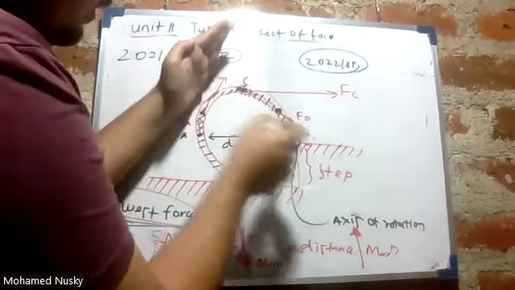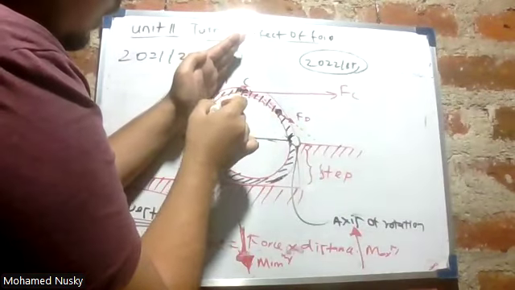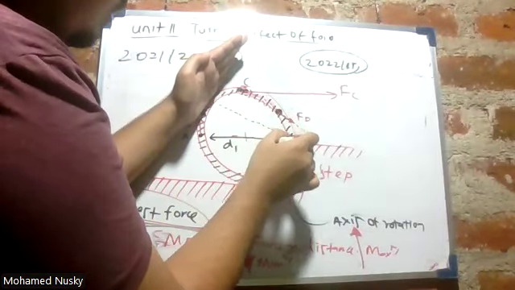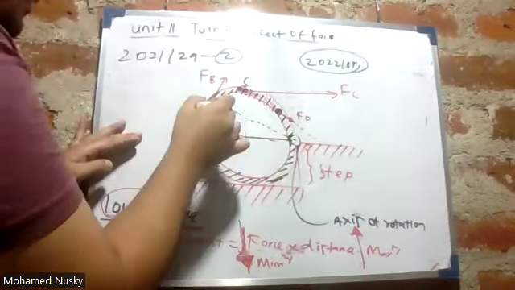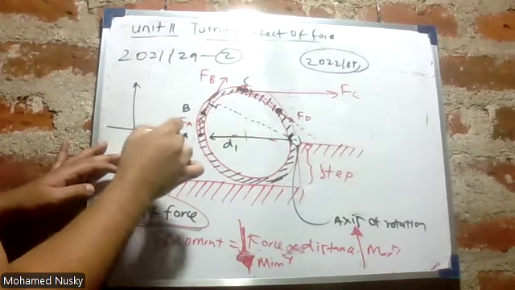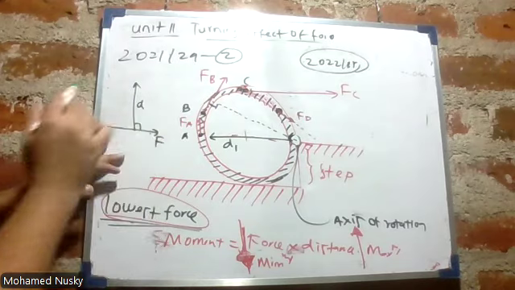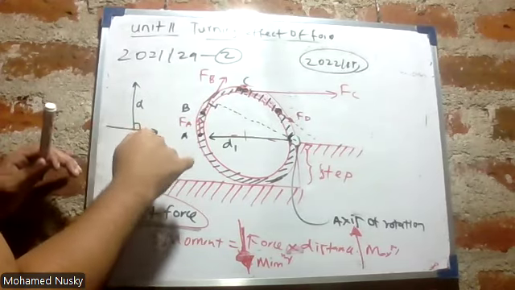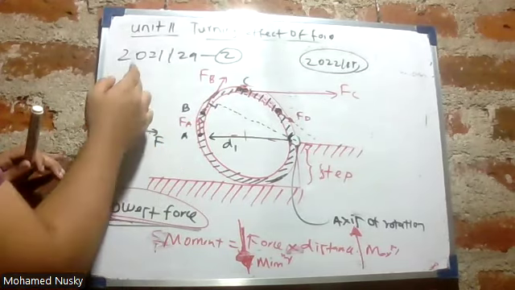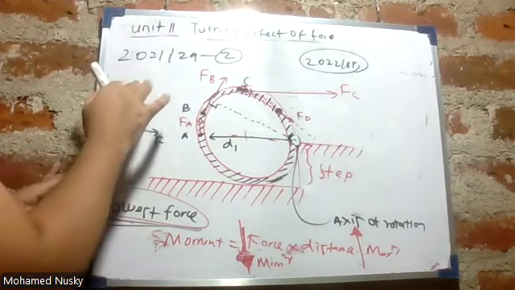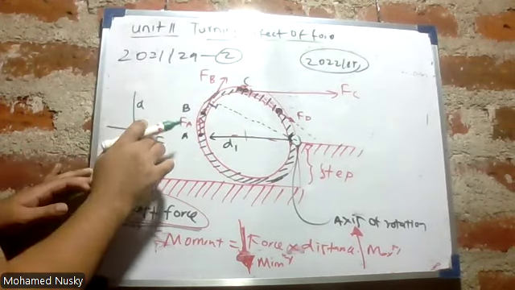So what is the perpendicular distance to the axis of rotation? This is the perpendicular distance to the axis of rotation. Here you can see. Perpendicular means it's 90 degree, no? Now if the force is acting like this, then the distance should be perpendicular to this force. And this is the force, no? It means the distance that we measure should be perpendicular to this force.